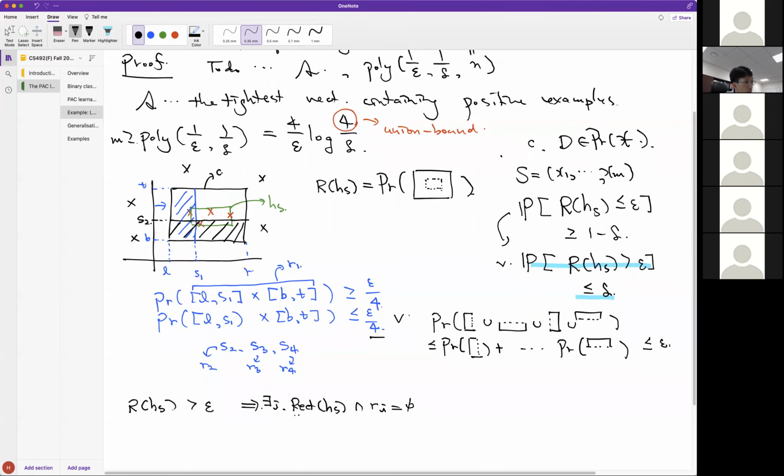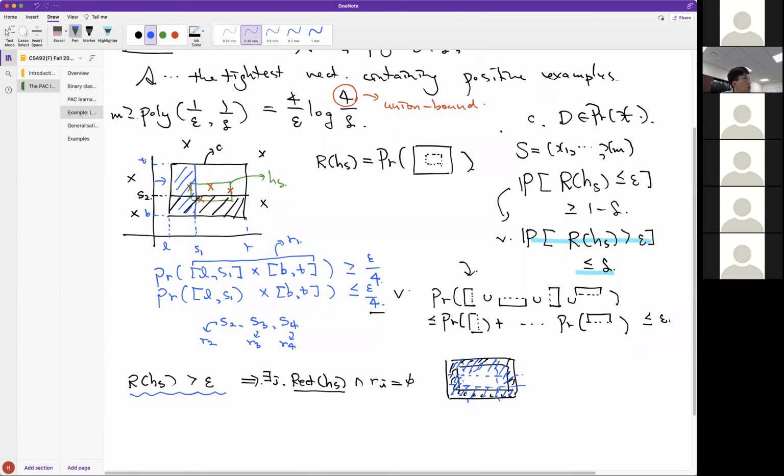If this rectangle of H of S intersection with Ri, none of them is empty, that means we are in a situation where this C is here, and then this entire error region is covered by the union that's described here. It's all covered by these regions. And then we said the probability of this blue region is going to be bounded by epsilon. So that's in contradiction with the error region being greater than epsilon. So at least one of them has to be equal to the empty set.